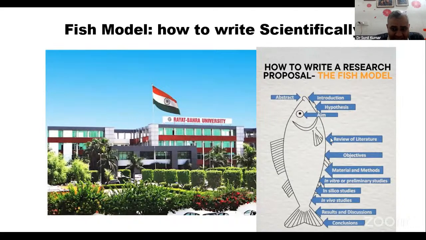And the second part is the trunk, the part of this fish. The trunk part is there. You can say tummy in easy language, right? So this tummy part is the second portion of this fish. And the last portion, not the last, I can say the middle part, is related to before the tail. So before the tail, it is telling you something about objectives, materials and methods, in vitro studies, in silico studies, in vivo studies, and after that there is a tail.